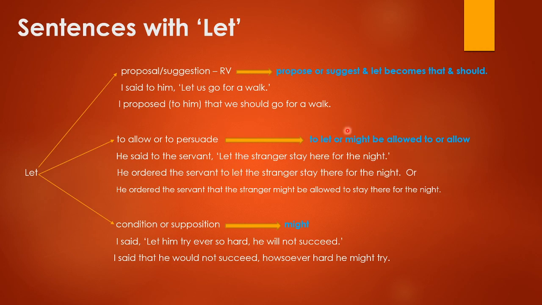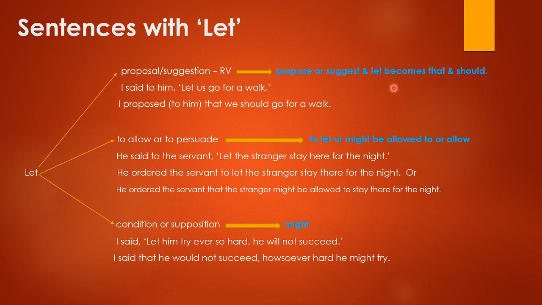Now the sentences with let. These are a little confusing, but once you know the rules for it, there will be no problem. There are three ways that these let sentences can be changed. First, if the sentence with let means a proposal or a suggestion, then the reporting verb is changed into propose or suggest, or let becomes that and should.